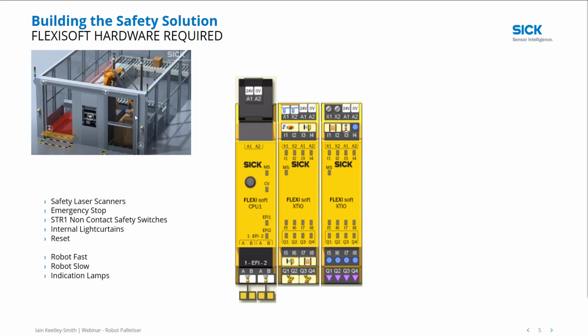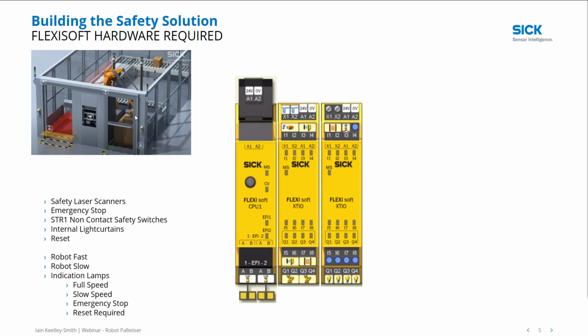And then we have a number of indicator lamps. So we can see there we've got Q1, 2, 3 and 4 that are free, so we're going to put some lamps on there. So we'll have a lamp on there to indicate we're running at full speed. We'll also have a lamp to say we're at slow speed. We'll have one to say that we're in an emergency stop situation. And finally on Q4 it'll indicate that a reset is required of the system.